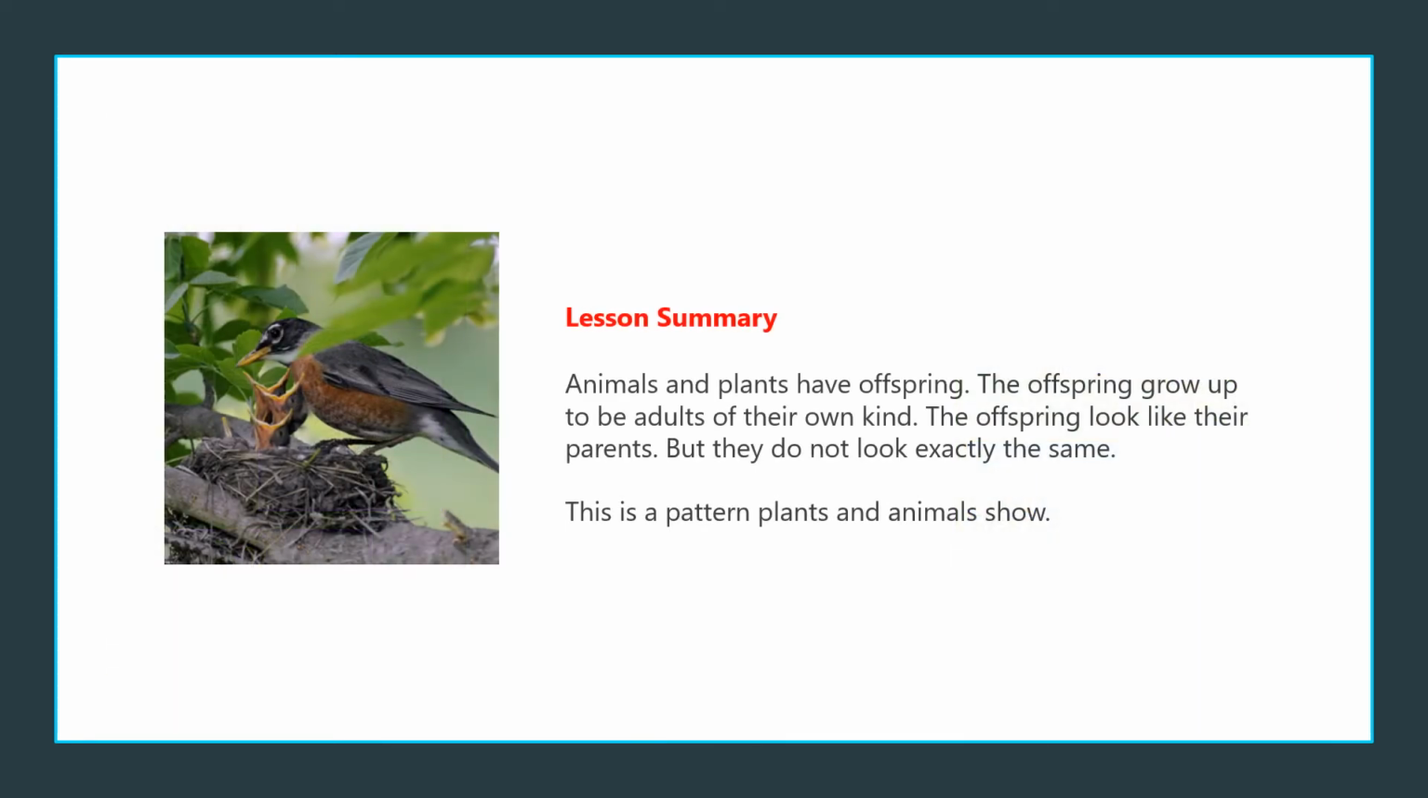Lesson summary. Animals and plants have offspring. The offspring grow up to be adults of their own kind. The offspring look like their parents, but they do not look exactly the same. This is a pattern plants and animals show.